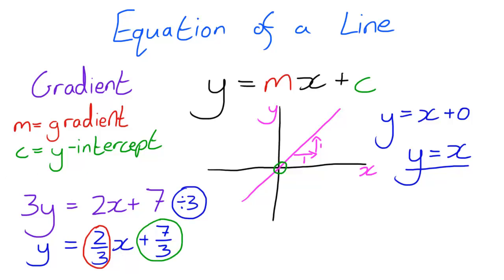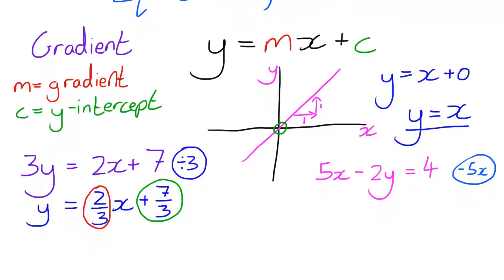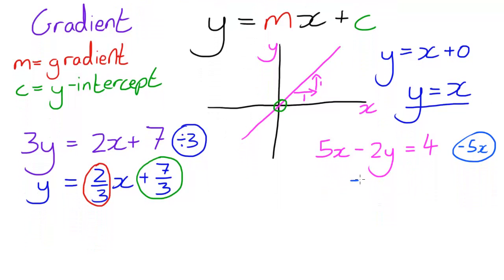Let's try a more difficult one. Let's say that we have 5x minus 2y is equal to 4. So how do we find the gradient in there? That's going to take some playing around with. We'll try and get y on its own in this case. So we're going to take the minus 5x and put it over to the right hand side, so we take away 5x from both sides. I'm going to go down a bit to give myself some room. So minus 5x from both sides, and we get minus 2y equals minus 5x plus 4.